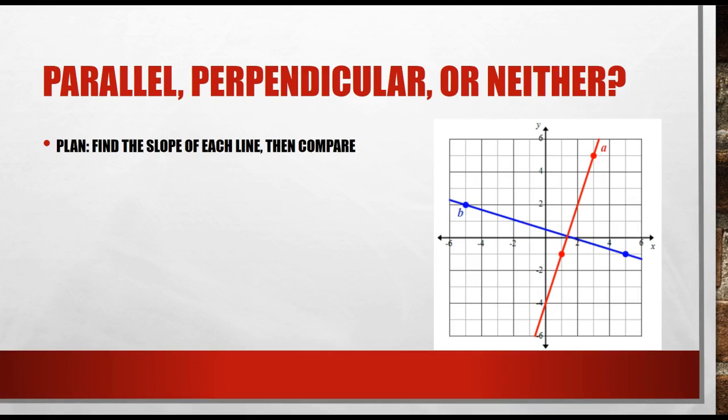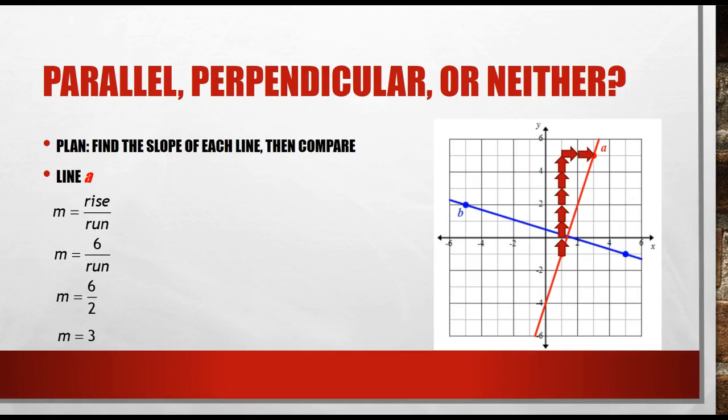So the question is, for line A and B, are they parallel, perpendicular, or neither? So our plan would be to find the slope of each line and then compare those slopes. I do not want to rely visually that that looks like a right angle. So for line A, I'm going to find the slope pretty much by counting boxes. So our rise, that was 6. Our run was 2. And when we simplify, we get a slope of 3.